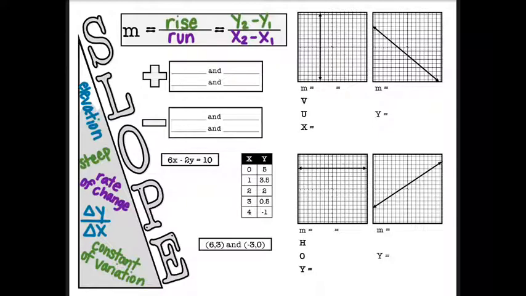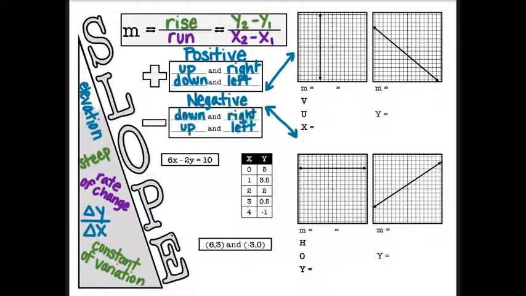Okay, so the two most important types of slopes are positive slopes and negative slopes. So a positive slope is going to go up and to the right, or you could say that it's going down and to the left. A negative slope goes down and to the right, or you could say up and to the left.